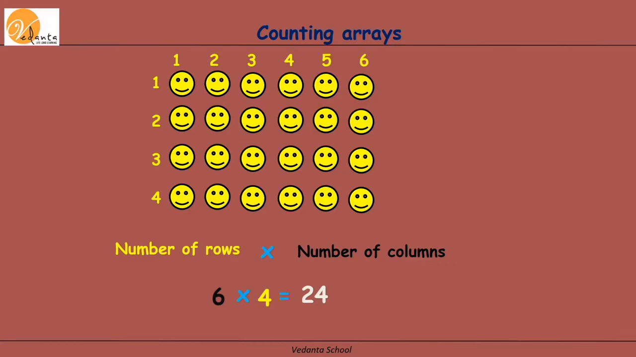You can even verify it with the tables that you already know. What is 2 threes are? 6. 3 twos are? Is also 6. So you can even change the order of rows and columns. You'll get the same answer.